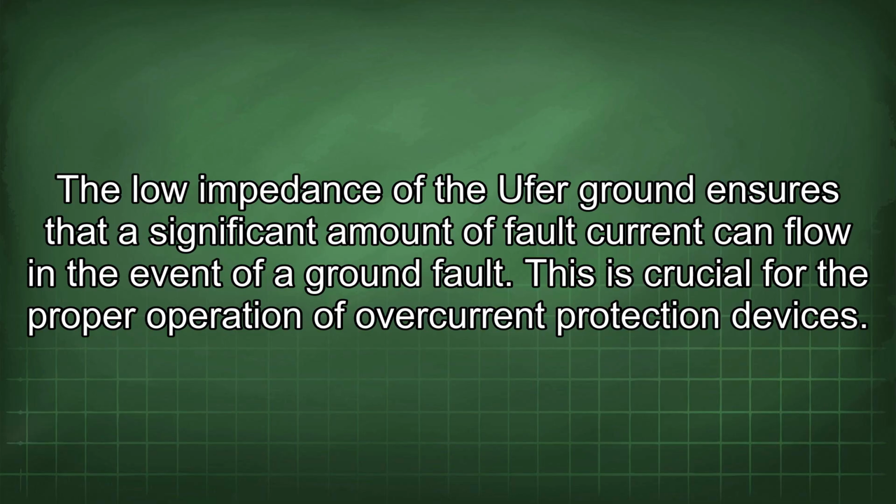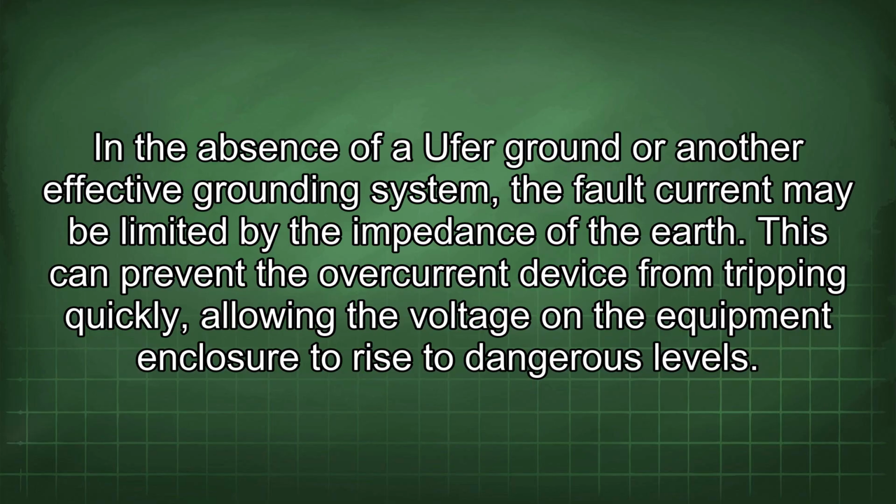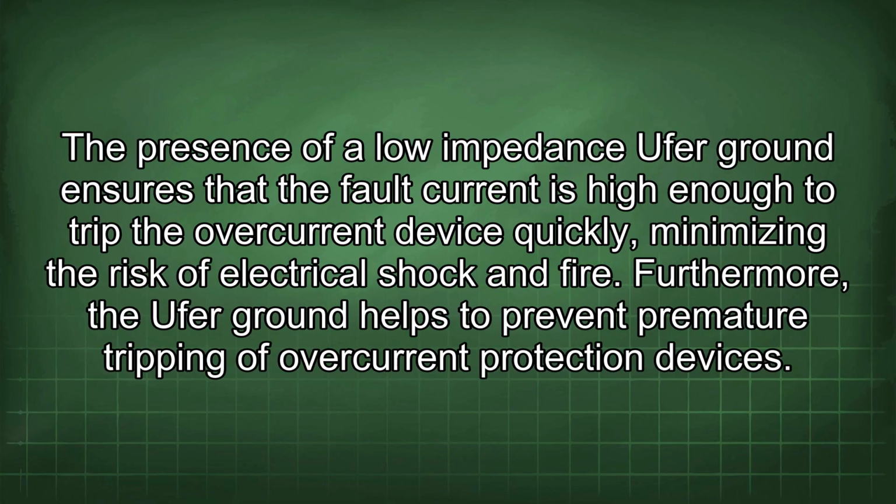The low impedance of the Ufer ground ensures that a significant amount of fault current can flow in the event of a ground fault. This is crucial for the proper operation of overcurrent protection devices. In the absence of a Ufer ground or another effective grounding system, the fault current may be limited by the impedance of the earth. This can prevent the overcurrent device from tripping quickly, allowing the voltage on the equipment enclosure to rise to dangerous levels. The presence of a low impedance Ufer ground ensures that the fault current is high enough to trip the overcurrent device quickly, minimizing the risk of electrical shock and fire.